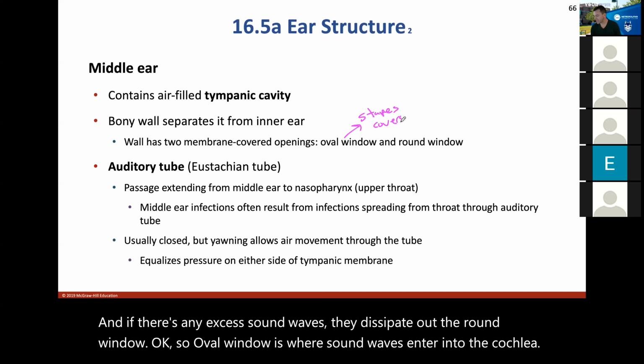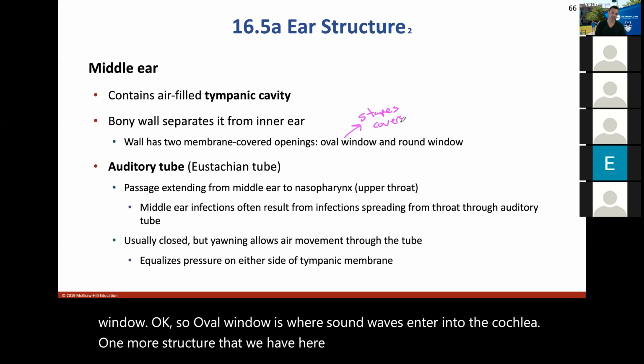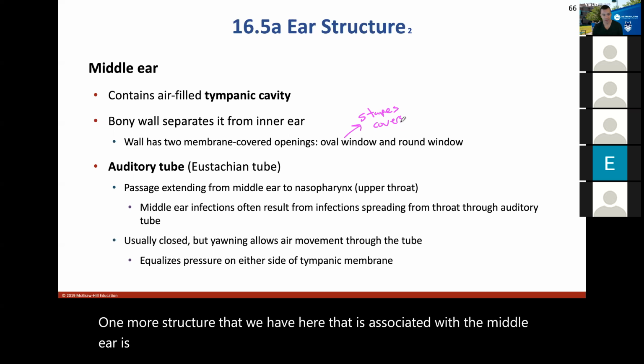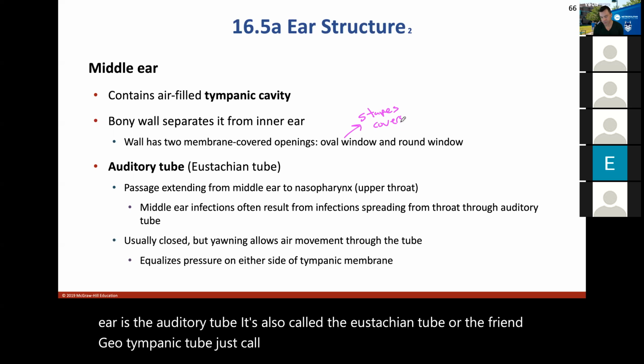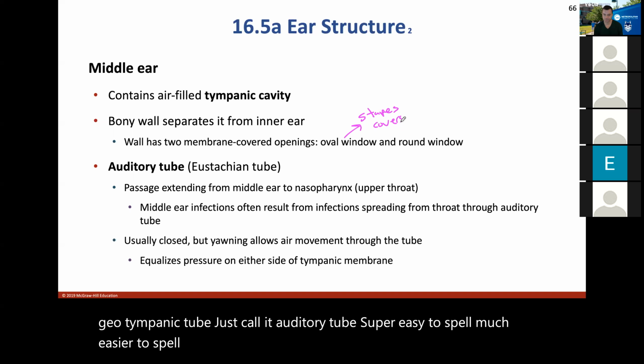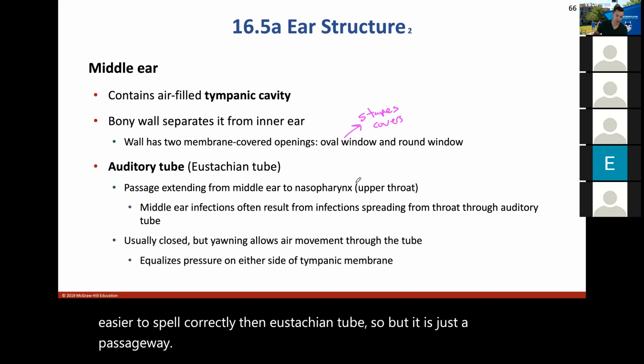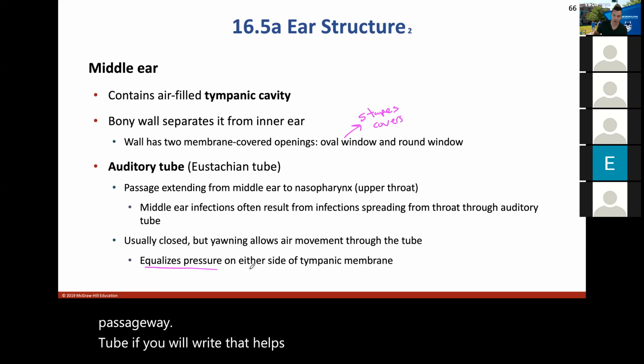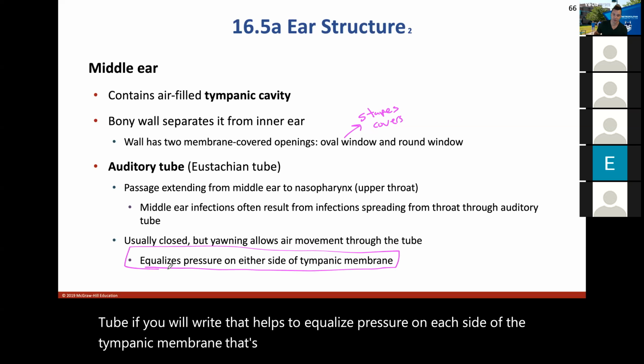One more structure that we have here that is associated with the middle ear is the auditory tube. It's also called the eustachian tube or the pharyngeotympanic tube. Just call it auditory tube. Super easy to spell, okay? Much easier to spell correctly than eustachian tube. But it is just a passageway, a tube, if you will, right? That helps to equalize pressure on each side of the tympanic membrane. That's the function of the eustachian tube.